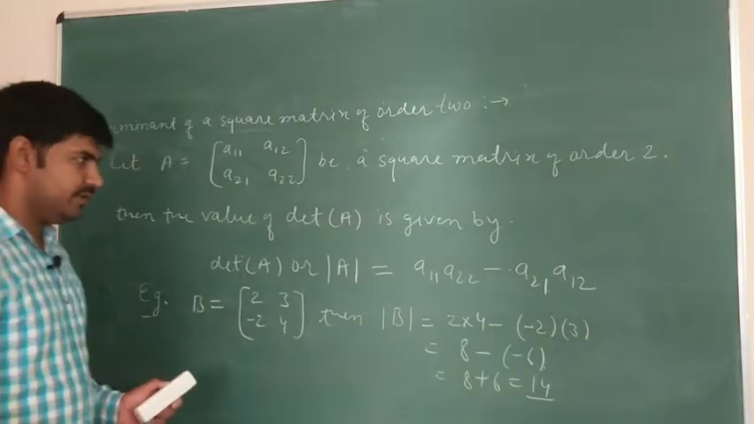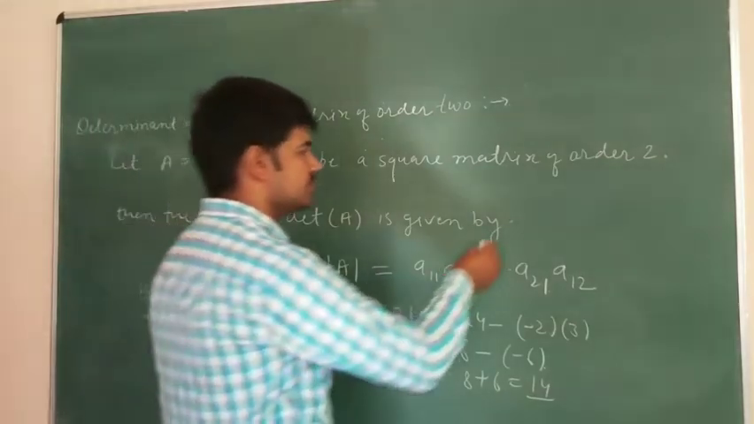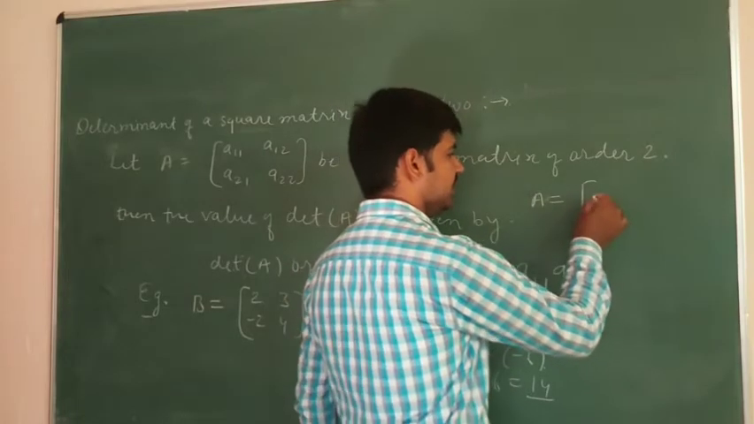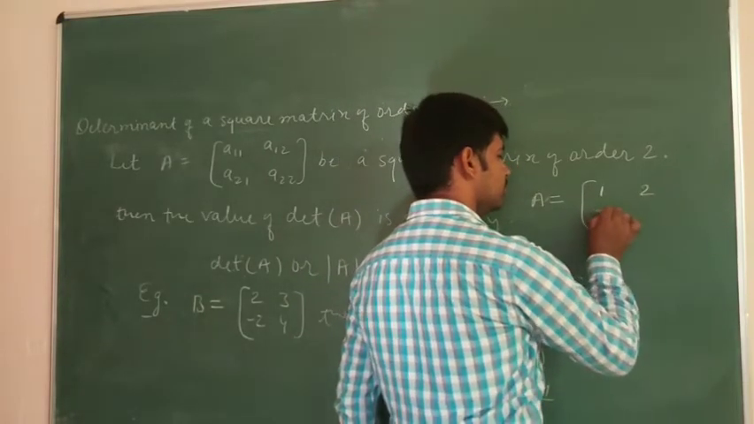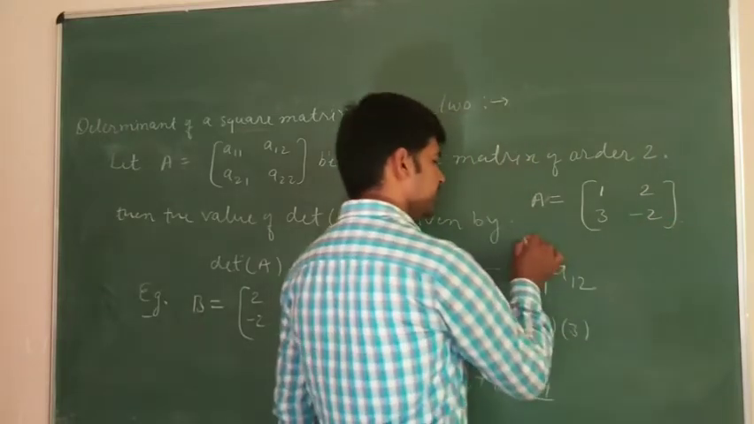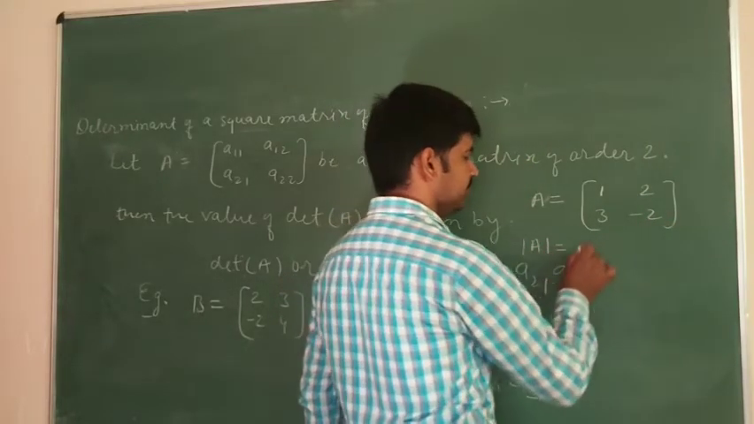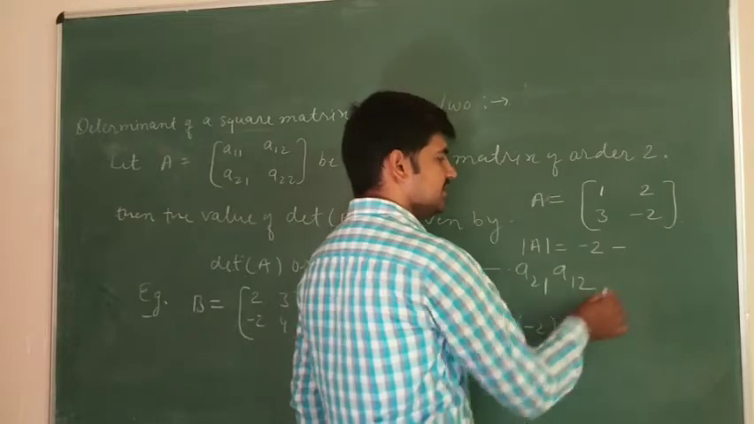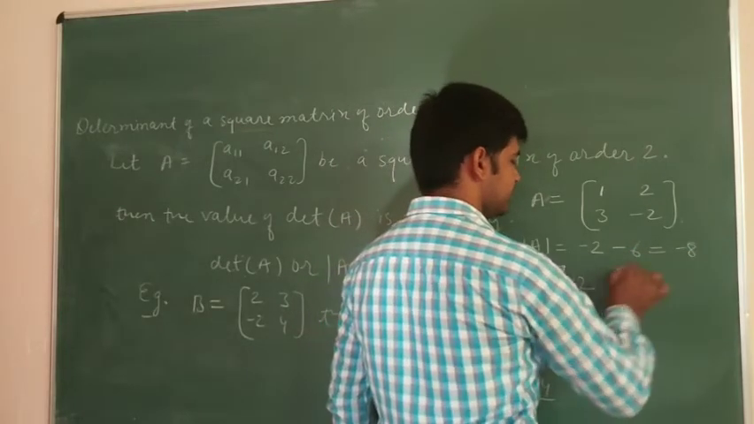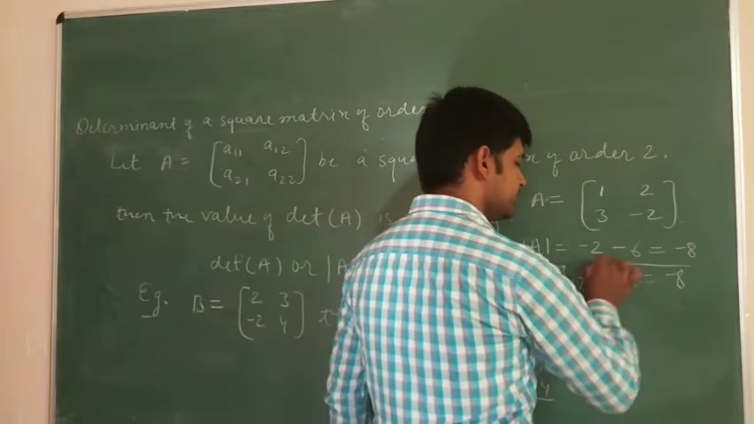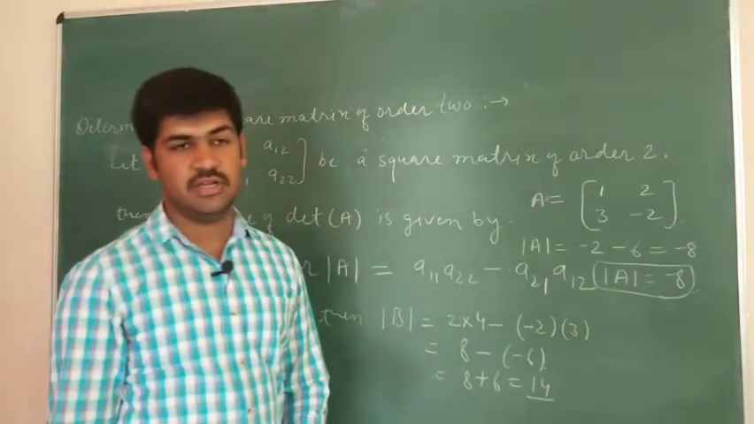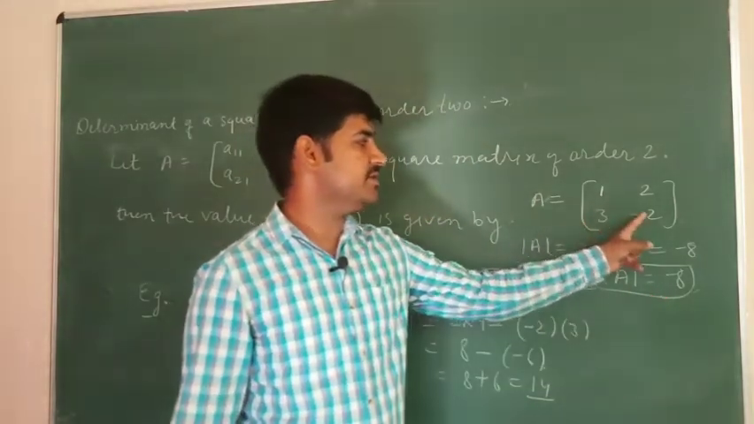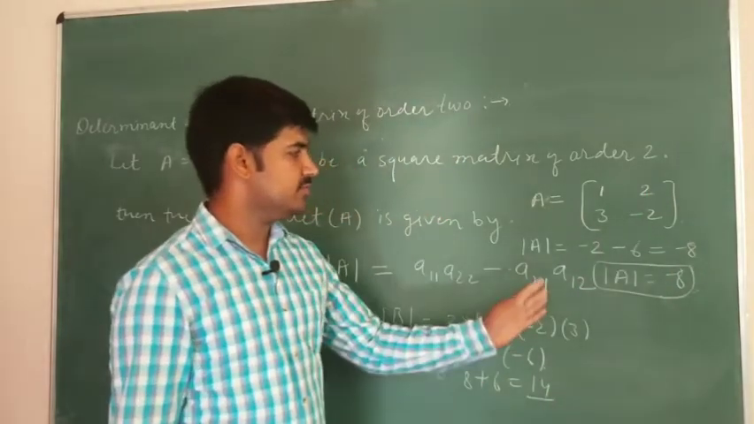Now let me take one more example, students. Suppose there is a square matrix A of order 2 and the elements are 1, 2, 3, minus 2. The value of the determinant of A is equal to the product of these two elements, that is minus 2, minus the product of these two elements, that is 6, and that is equal to minus 8. So the determinant of A is equal to minus 8. Dear students, what do you notice here? The value of a determinant can be negative as well. Minus 2 minus 6 is equal to minus 8.